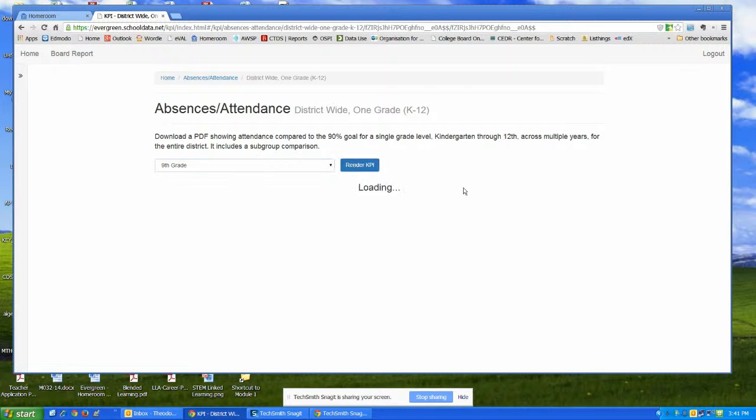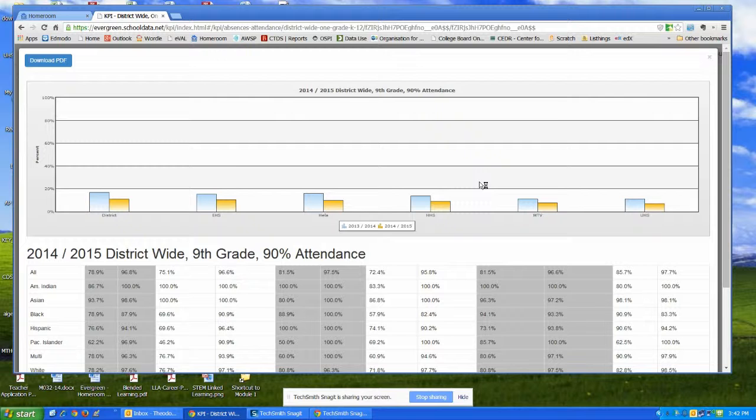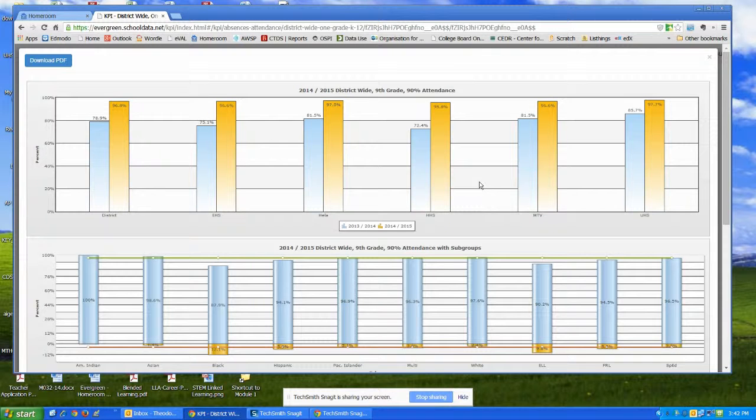Let me try 9th grade. See how our 9th graders are doing so far this year in comparison. Anytime I have a question, let's say Evergreen High School, if I just hover over it, it will tell me how many students it is. So this 75% is 353 out of 470.